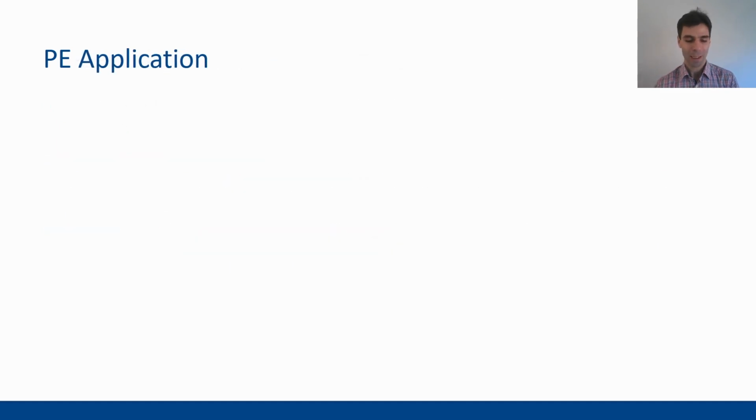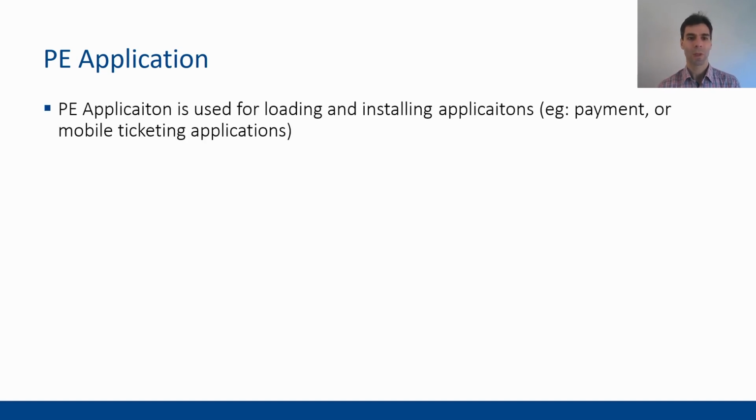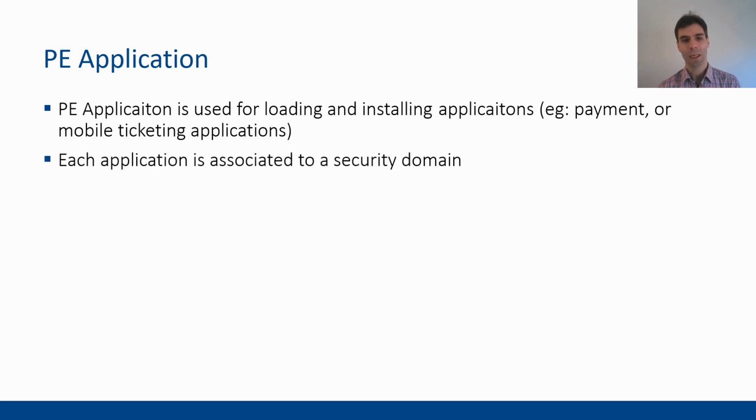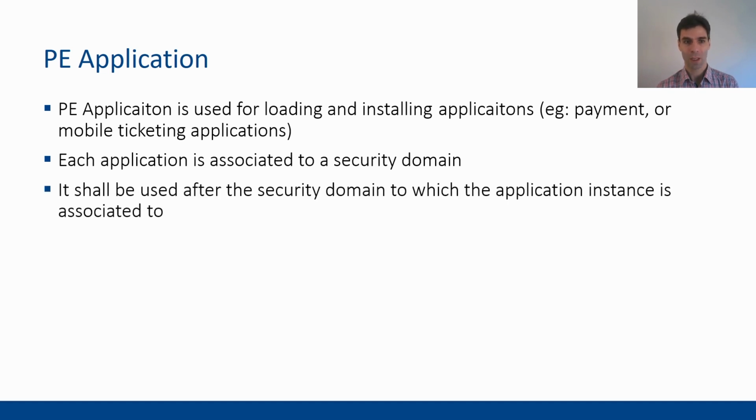After the security domain, let's take a look at the PE application. The PE application is used for loading and installing applications like payment, mobile ticketing application, just to give a few examples. Each application is associated to a security domain. So, PE application shall be used after the security domain to which the application instance is associated.